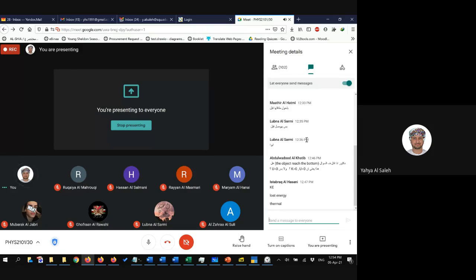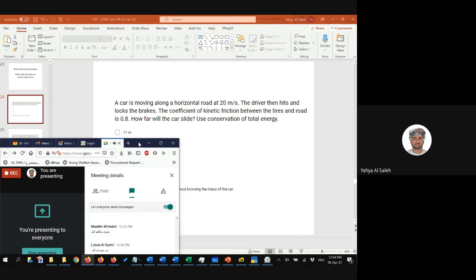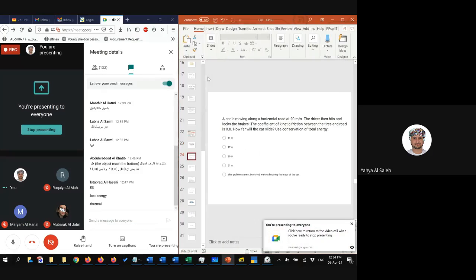Okay. And type it in the chat section. Abdul Wadud, it means U equals 0, not K equals 0. K can have a velocity when it reaches the bottom.